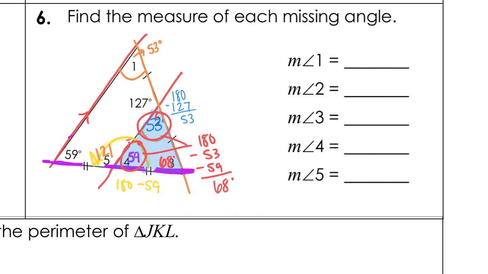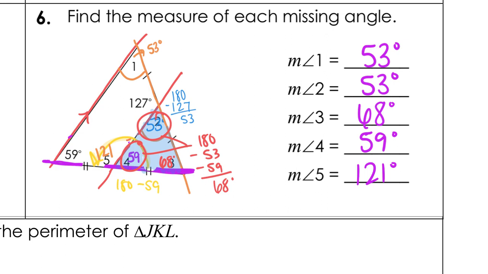We just need to list them out over here now. So let's see, the measure of angle 1, we know that that's 53. So is angle 2, right? Angle 3, that's the one we just found. That one was 68. Angle 4 is 59. And again, I'm getting all these numbers from my picture over here because I labeled my picture. And then angle 5 was 121. And that's it.